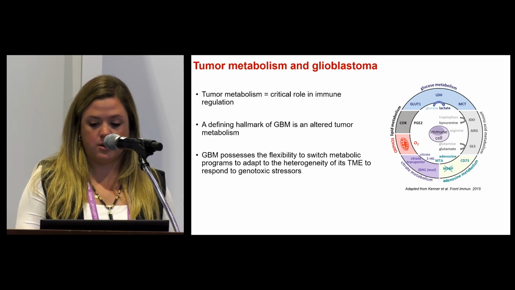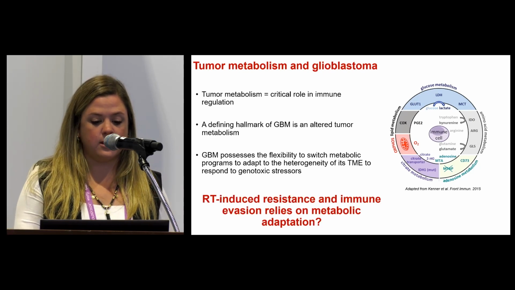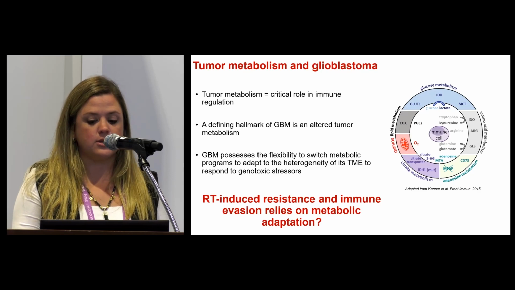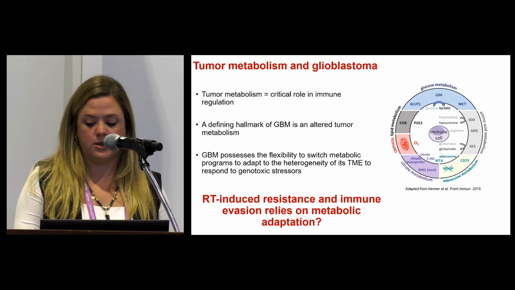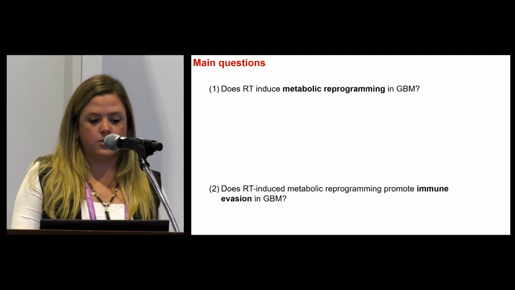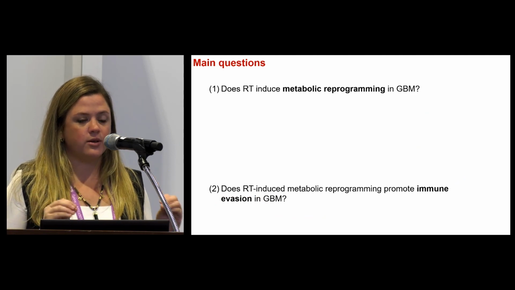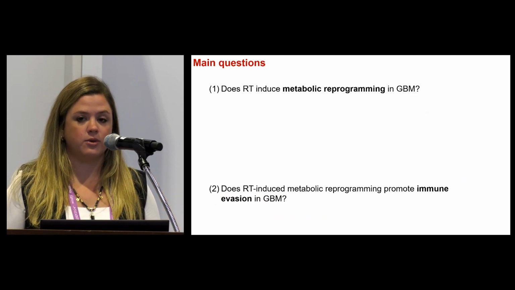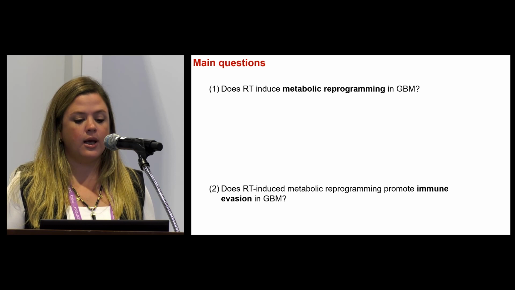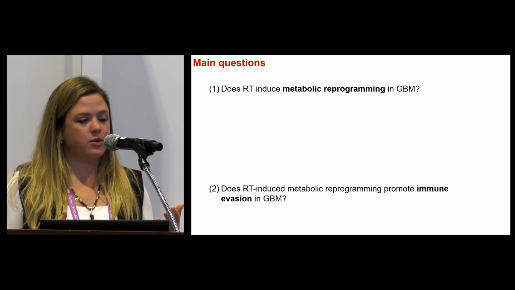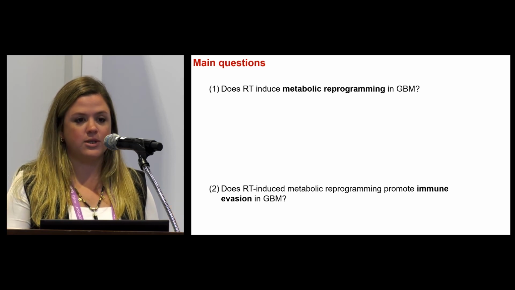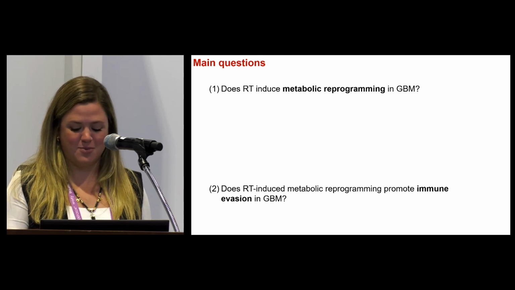So based on all of these preliminary findings, we ask whether radiation is inducing immune evasion through metabolic adaptation in these tumors. So to test this hypothesis, we ask two main questions. First is whether radiation is inducing metabolic reprogramming in glioblastoma, and then whether this metabolic reprogramming is leading to immune evasion, and this is where Canopy comes in place.